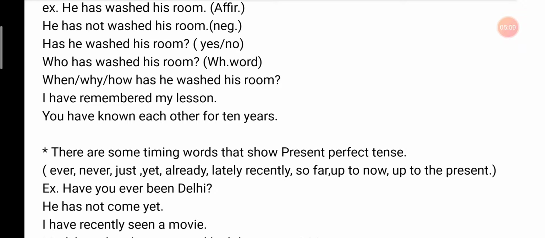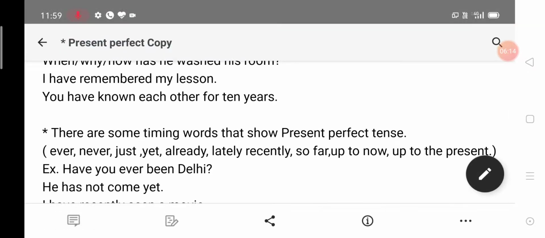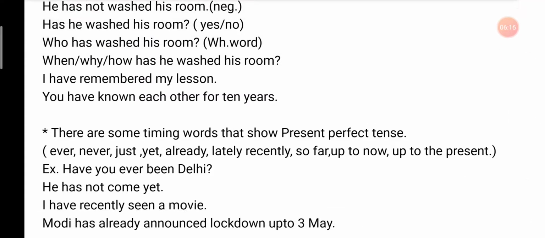Again, see some more examples. I have remembered my lesson. Here I is the subject and I is treated as a plural subject, so we will use have instead of has, plus verb V3 and object, plus full stop. Next example: You have known each other for 10 years.